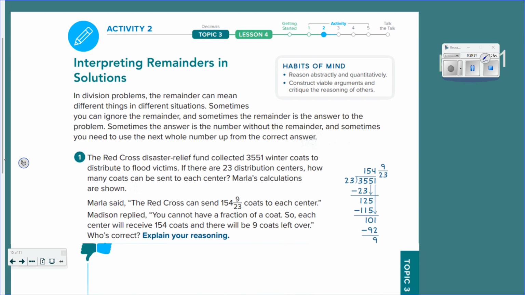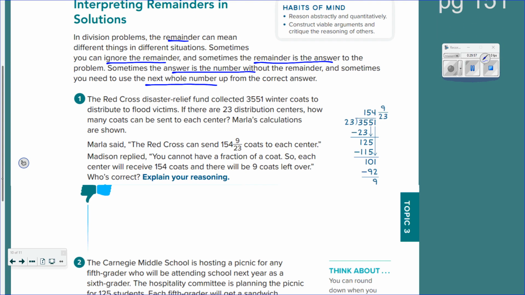Okay, division problem. The remainder can mean different things in different situations. Sometimes you can ignore the remainder. Sometimes the remainder is the answer to the problem. Sometimes the answer is the number without the remainder, and sometimes you need to use the next whole number to find the correct answer. So when we are doing division problems and there's a remainder, you need to understand what it means. So let's take a quick example.